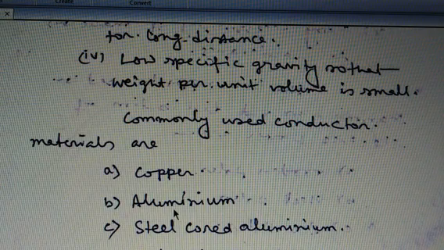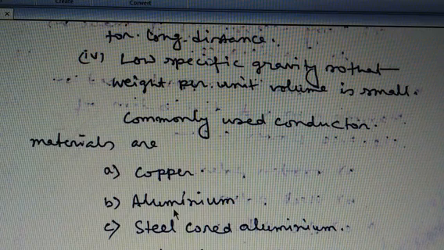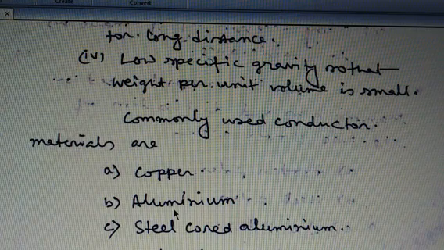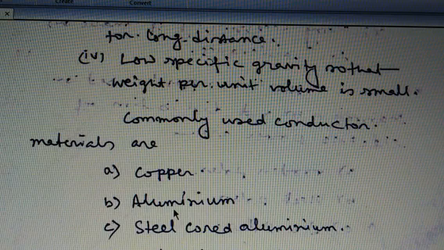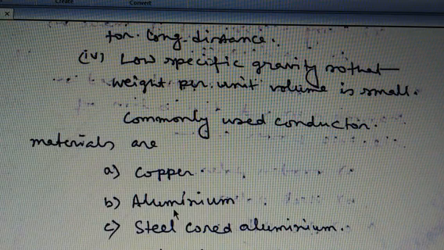Next point, aluminium conductor is light compared to copper. Next point, due to the lower tensile strength and higher coefficient of linear expansion of aluminium, the sag is greater in aluminium conductor compared to copper.